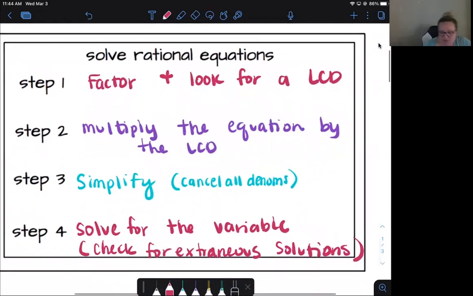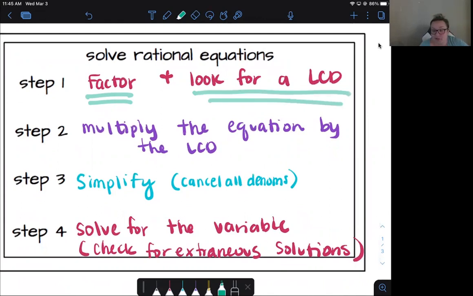So here are the 4 steps we're going to use to help us solve rational equations. The first thing we're going to do is factor. Every time we have a rational expression, we want to factor it as much as we possibly can. Then we're going to determine the least common denominator for all of our rational expressions in our equation. We're going to take that LCD and multiply the equation by the LCD.